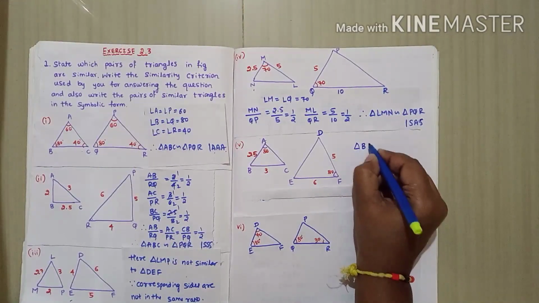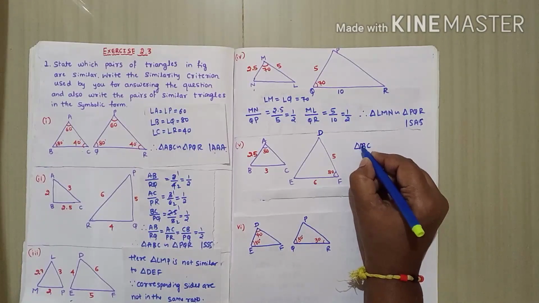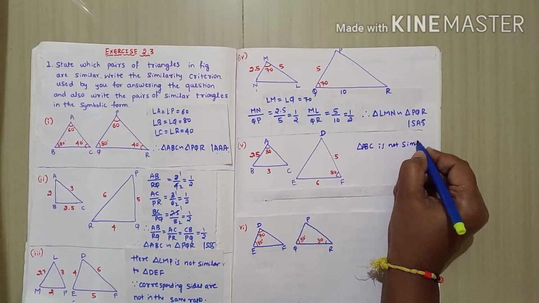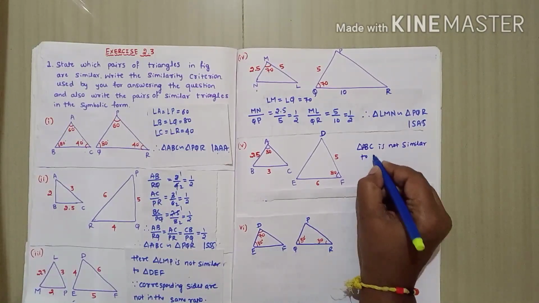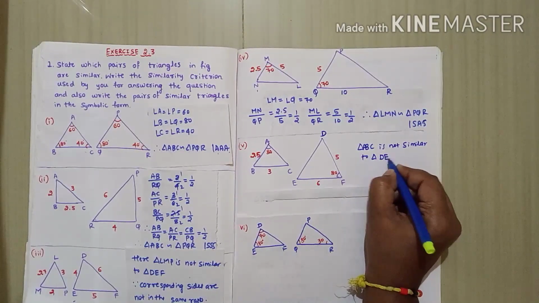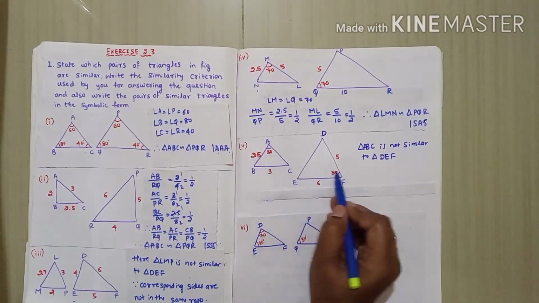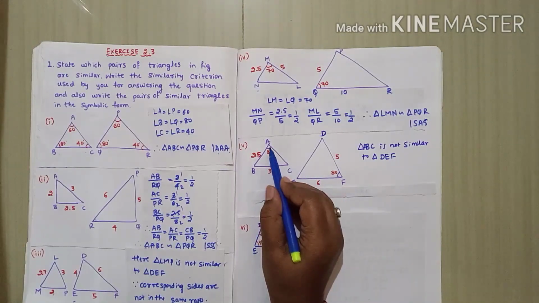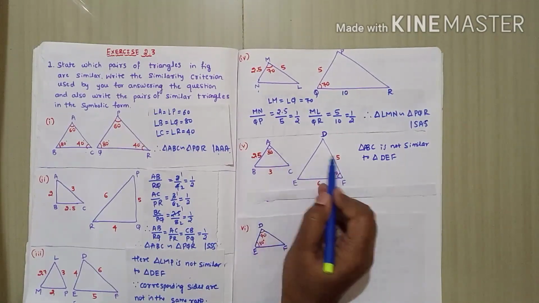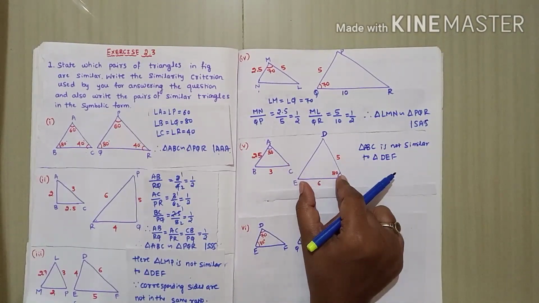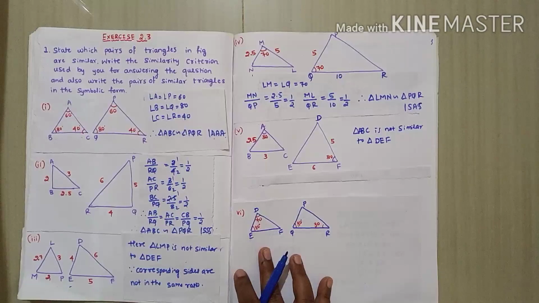Triangle ABC is not similar to triangle DEF, because why? Because if the angle is given and you want to apply SAS, the sides including that angle must be proportional. Here this side they did not give, so triangle ABC is not similar to triangle DEF. Now we'll see the sixth one.